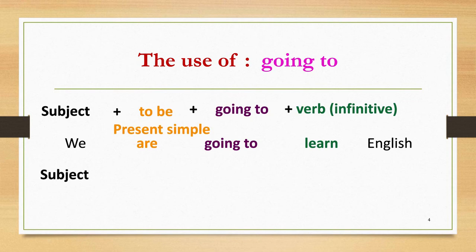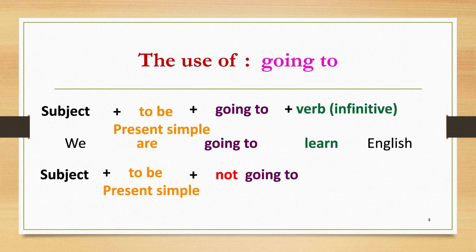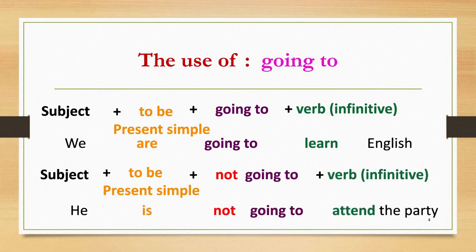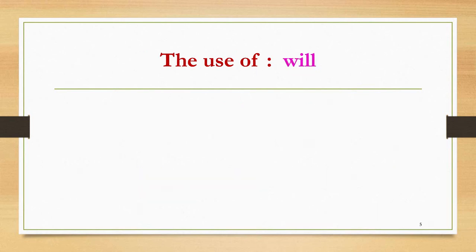For negative statements, we use a subject, to be at the present simple, not going to. We start with not going to, plus the verb at the infinitive. Example: he is not going to attend the party. So I'm sure, I know this information from somewhere, that he is not going to attend the party.